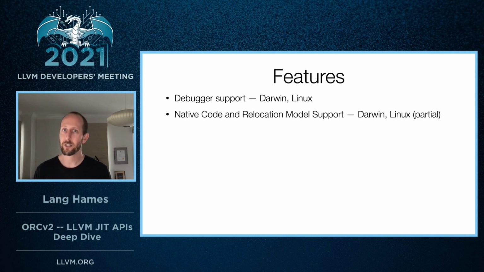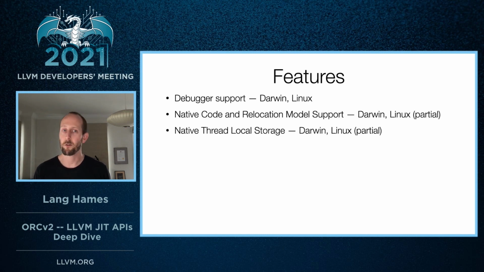We have native code and relocation model support. It used to be in MC-JIT and earlier versions of our JIT APIs that if you wanted to generate code for the JIT, you had to do it with special mode flags, for example, the large code model. On some platforms where we've got support, that's no longer true, and you can actually just give it totally regular compiled object files with the small code model and position-independent code.